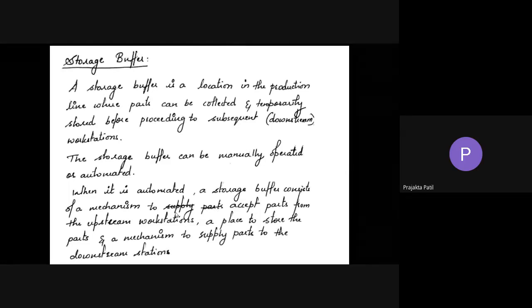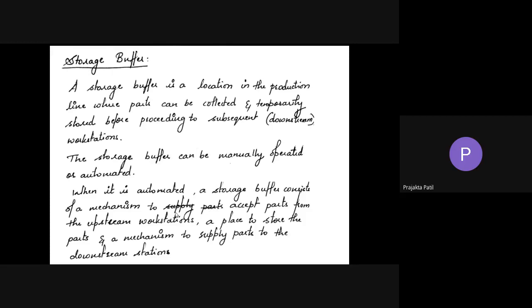Now suppose you imagine 3 workstations: workstation number 1, beside that workstation number 2, and the third is workstation number 3. If you consider workstation number 2, station number 1 will be the upstream workstation from where the parts are coming in. And the downstream workstation is the one which is going to supply the parts to, or the part will next move to. So this is just a simple example to explain what an upstream workstation and a downstream workstation are.